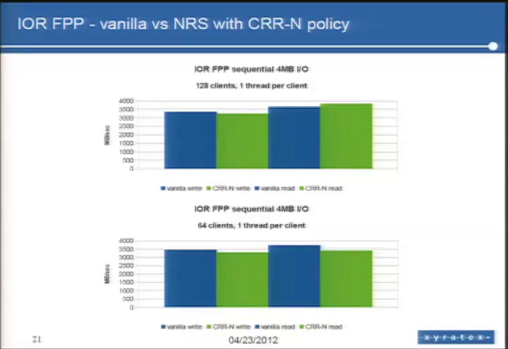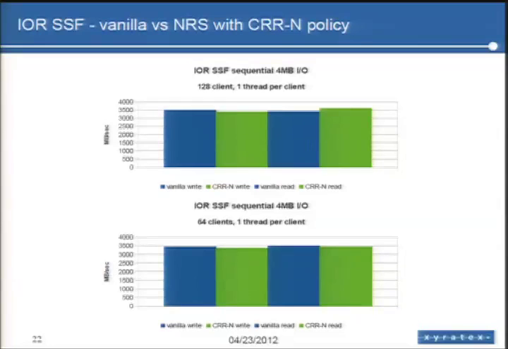After this, we have an IOR file per process test between vanilla and this CRR-N policy, and again, you don't see any major performance regressions. And again, the same for single shared file performance. So these 2 slides are to show that in case we decided that the NRS framework with the FIFO policy is landable, we could also land the CRR-N policy with some degree of confidence, and this would allow us to get feedback from real life clusters, which would be a lot more interesting, definitely.